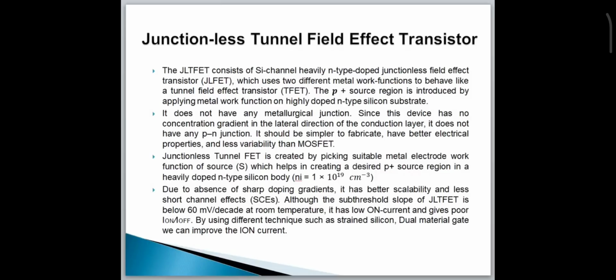Although the subthreshold slope of the junctionless tunnel field effect transistor is below 60 mV per decade at room temperature, it has low on current and gives poor I-on/I-off ratio. By using different techniques such as strained silicon and dual material gate technique, we can improve the on current. Because the device is junctionless, we can reduce the size of the semiconductor device. We can reduce the length of the gate channel in case of junctionless transistor as compared to conventional transistor.